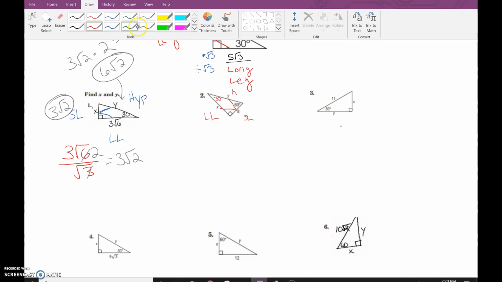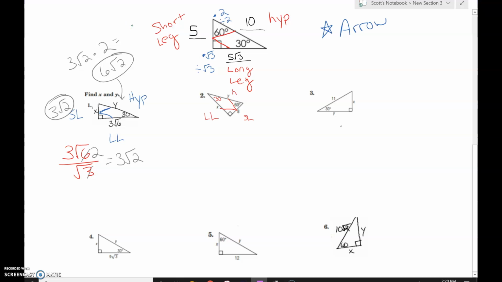Now when I go to solve, and you guys can pause this whenever you need to, I ask myself, let's go from short leg to the hypotenuse. So I jump back up here. Short leg is here. Short leg to the hypotenuse, all I'm doing is multiplying by 2. So 8 times 2 equals 16.